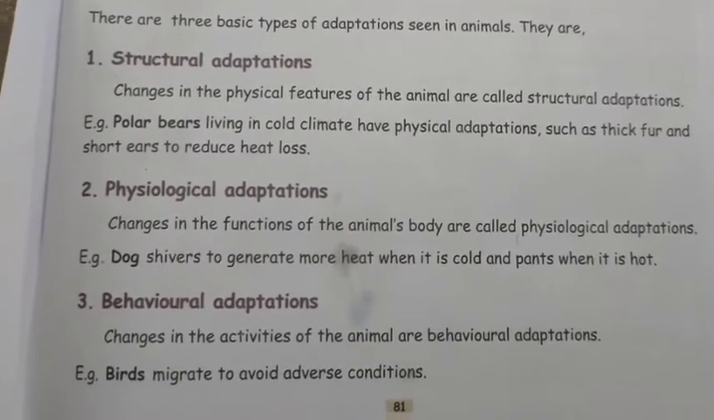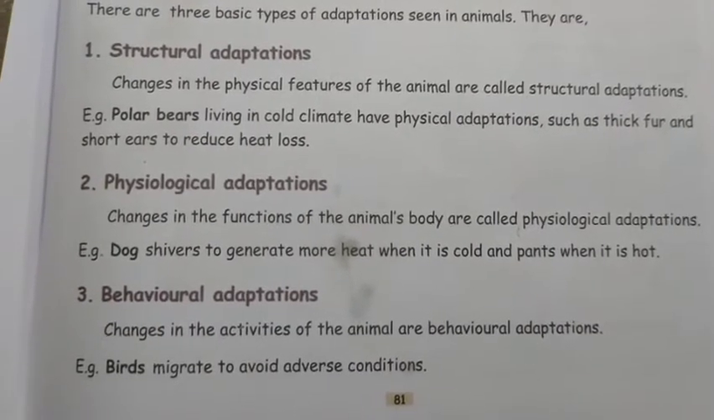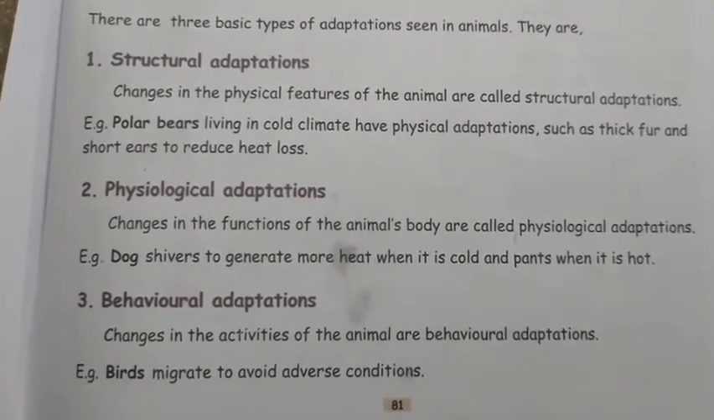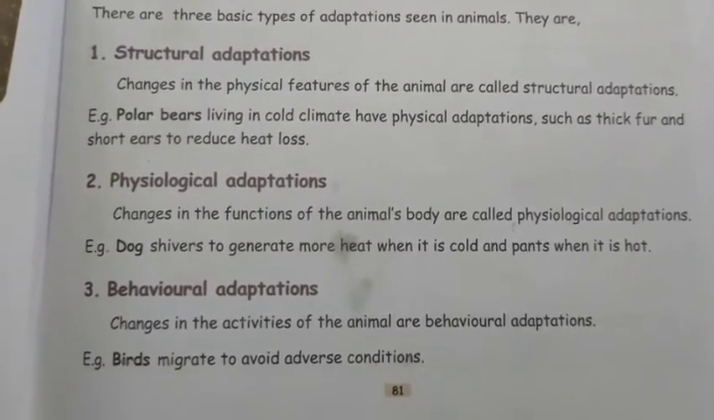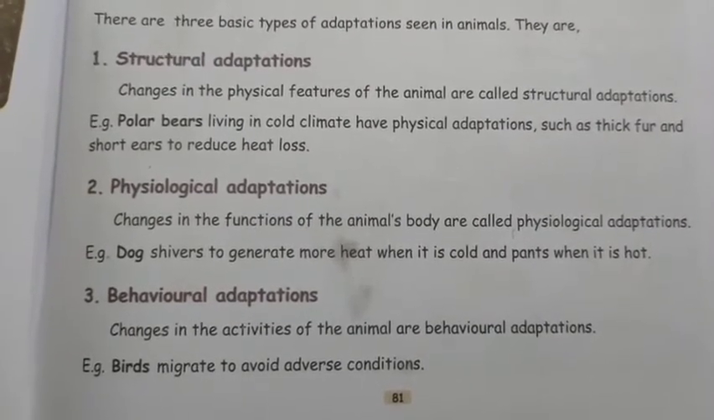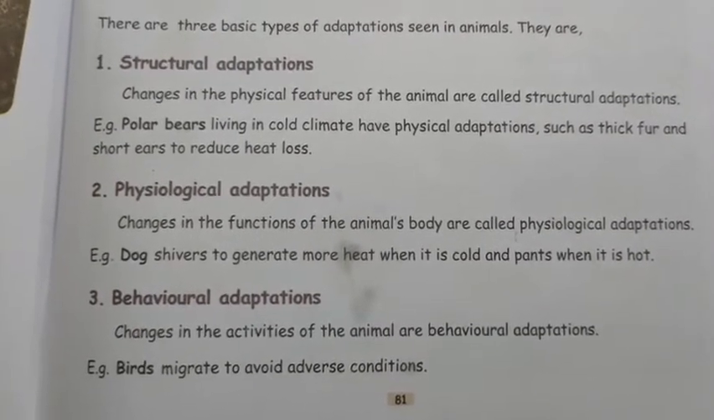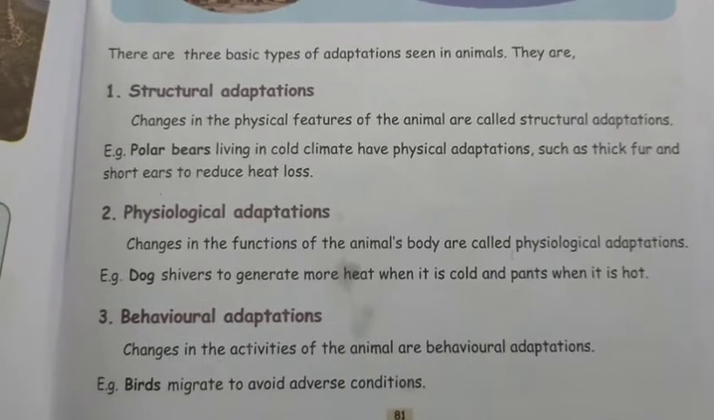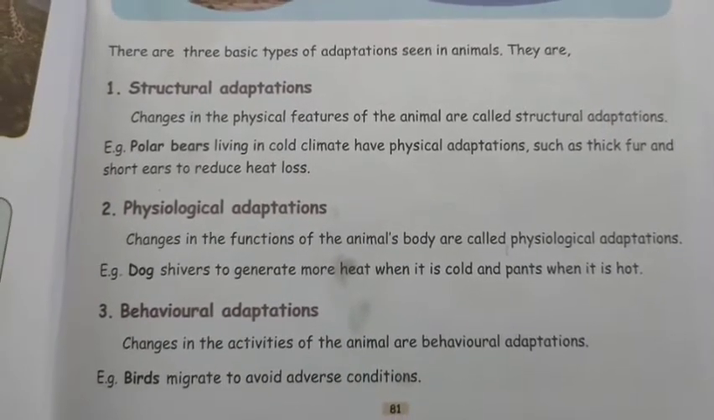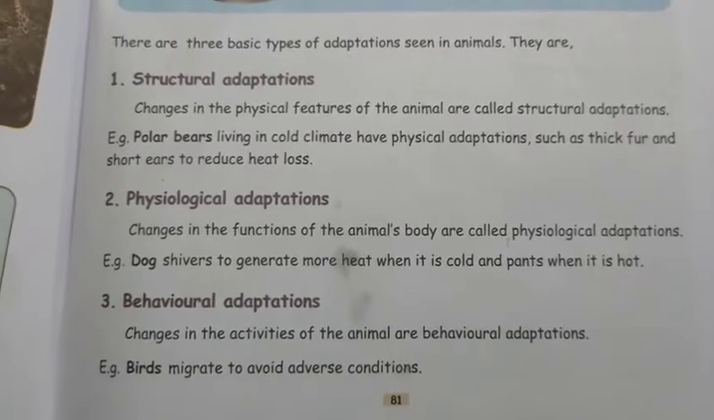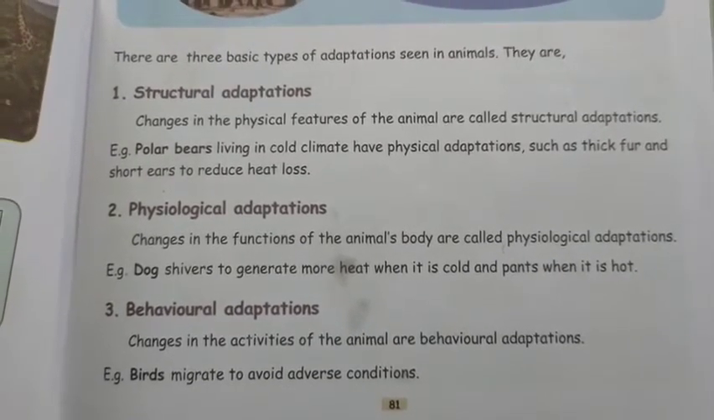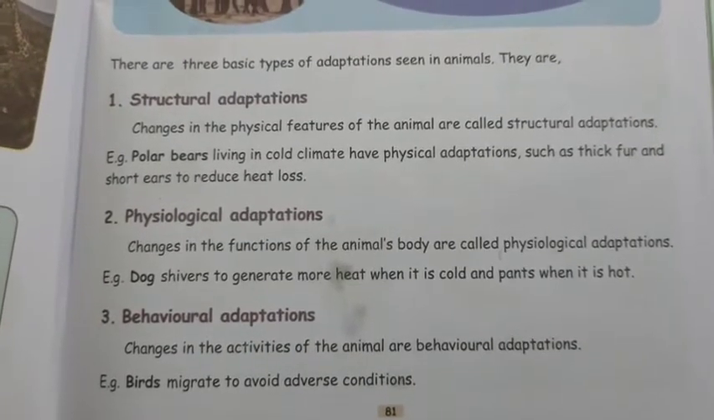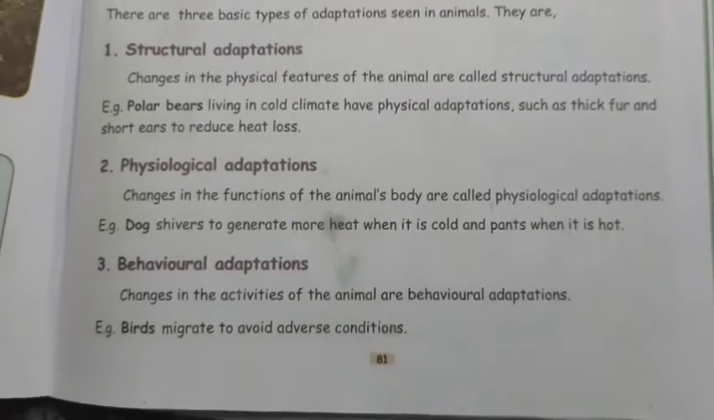For example, polar bears living in cold climates have physical adaptations such as thick fur and short ears to reduce heat loss. These polar bears live in cold climates only, right? So they have thick fur, their body is covered with thick fur, and polar bears have short ears. Why? To reduce heat loss. So the external appearance, the physical features of the animal, has been adapted. This is called structural adaptation.